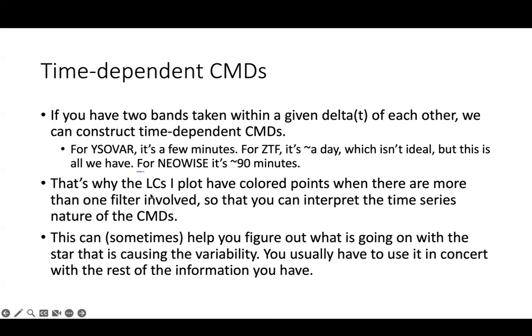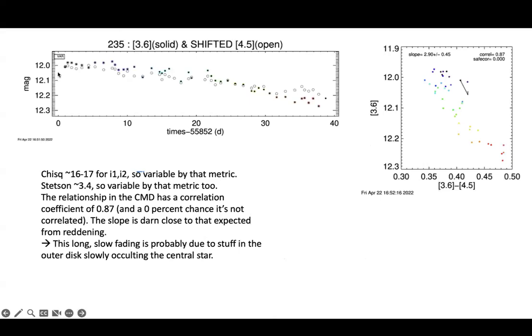That's why in the light curves I plot colored points when there's more than one filter involved, so that you can interpret the time series. For example, here we've got brightness as a function of time. Again, the solid circles are 3.6, the open circles are 4.5, but the additional colored circle means I found a pair. That means those two bands are within a few minutes of each other. This one, note, is lonely. There was only a 3.6 micron point taken here, and there wasn't a 4.5 taken. But all the rest of them have matches.